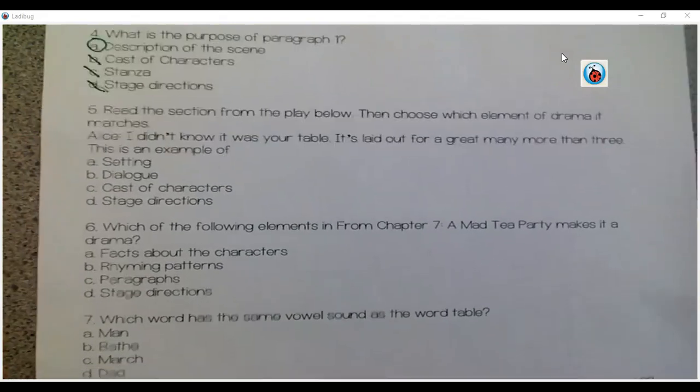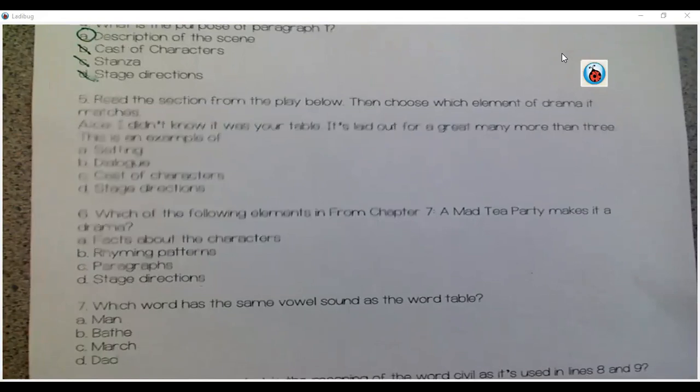Read the section from the play below. Then choose which element of drama it matches.